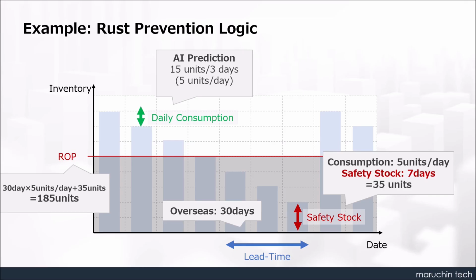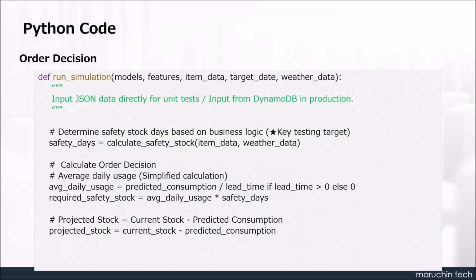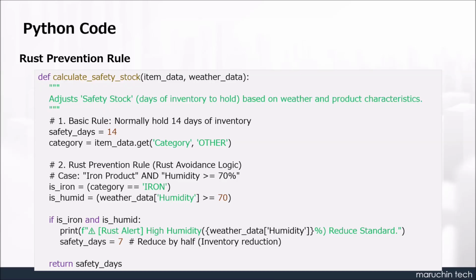We will now build the safety stock and order decision logic using Python. I have omitted the parts that duplicate the previous section. Here, we define the calculations for safety stock, average daily consumption, and the inventory levels as we just discussed. Next is the logic to adjust the safety stock based on humidity. Normally, safety stock is set to 14 days. However, for iron products, specifically brake pads, if the humidity is 70% or higher, we configure the system to hold only 7 days of safety stock.